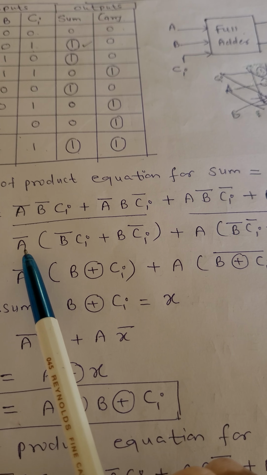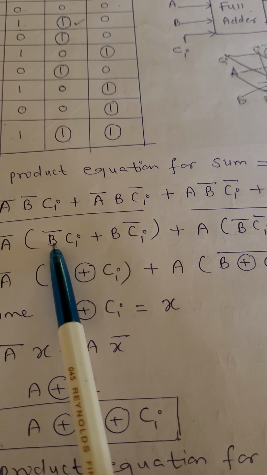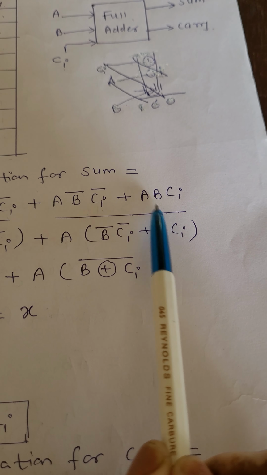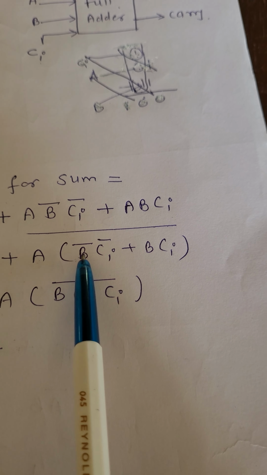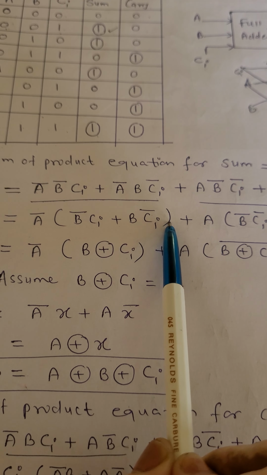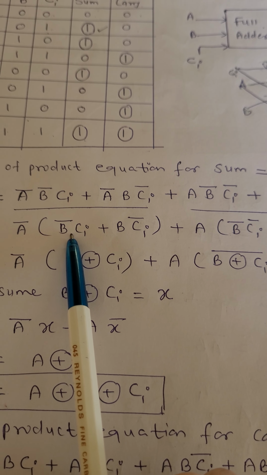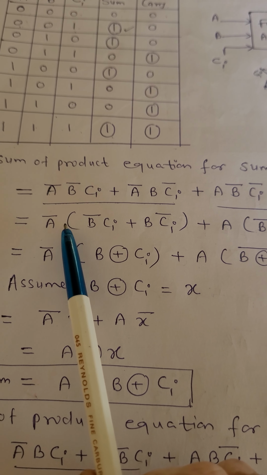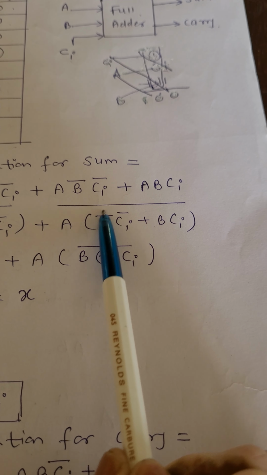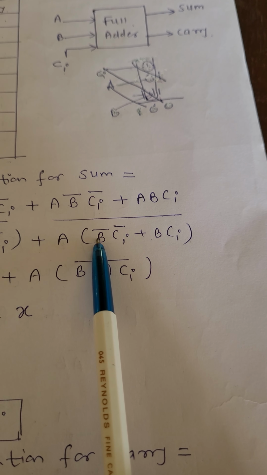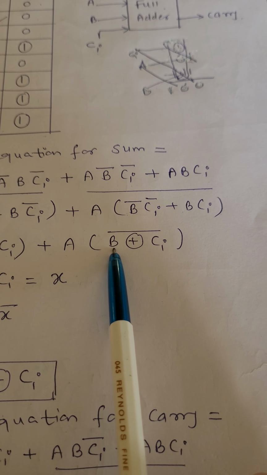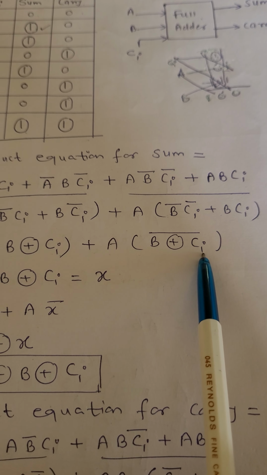In this I will take common A bar. So what will come inside? B bar CI plus B CI bar. Plus, in this now I will take A common. What comes inside is B bar CI bar plus B CI. Now if I see this bracket, this is nothing but the boolean expression of XOR gate. So I can write here A bar (B XOR CI) plus this bracket. If I see, this is nothing but the boolean expression of XNOR gate. So this bracket will be replaced by B XNOR CI.